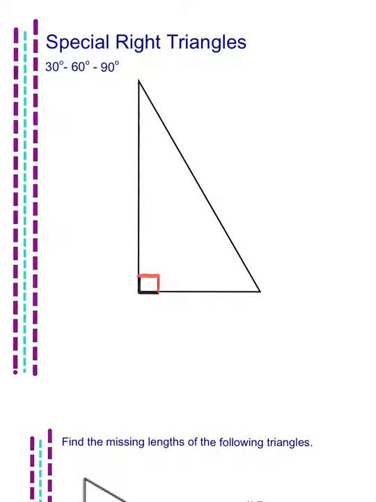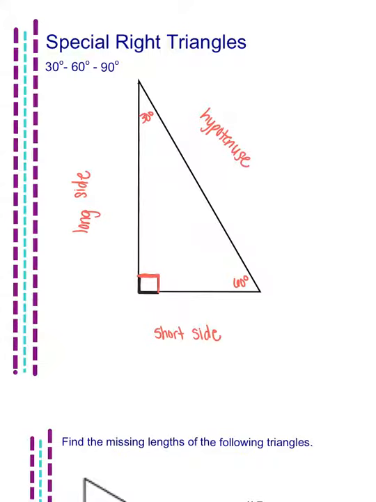The next special right triangle is a 30, 60, 90 triangle. So here, you've got a 30-degree angle and a 60-degree angle, and then my 90-degree angle. Across from the 30-degree angle, this will be the shortest side, since 30 degrees is the smallest angle. Across from the 60 degrees is the long side. And then, of course, across from the 90-degree angle is the hypotenuse.